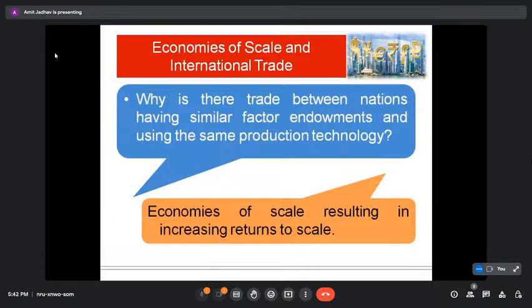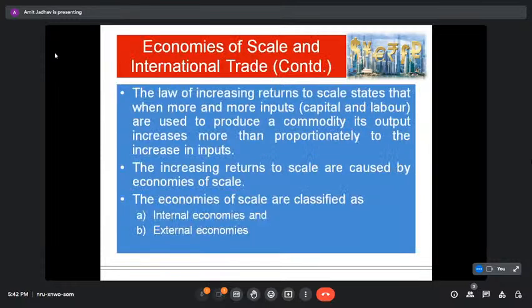So it means if there are some countries that have similar factor abundance or similar factor endowment, as they are using the same technology, in such a manner the trade will happen because of the economies of scale, and the economies of scale are different in different countries. So basically, now we have to think about economies of scale and international trade.